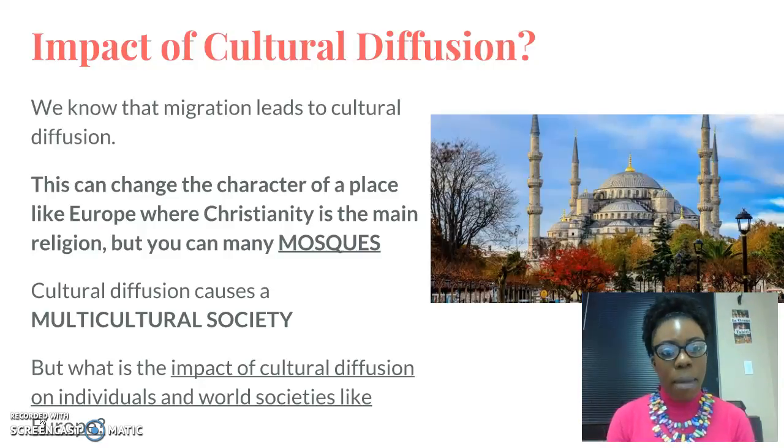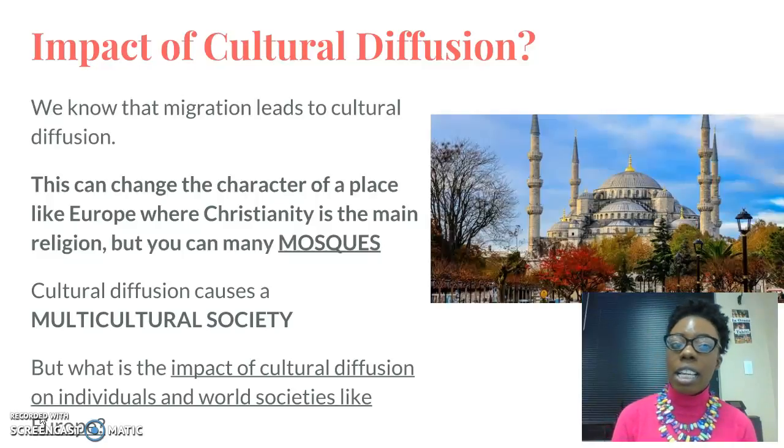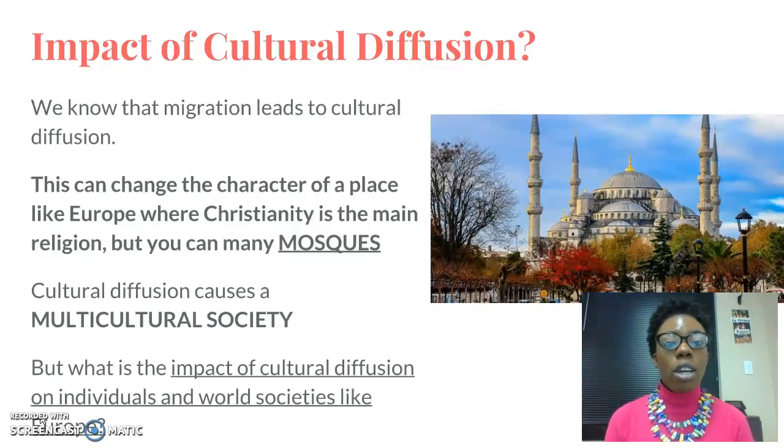We also know that migration leads to cultural diffusion. This can change the character of a place like Europe, where Christianity is the main religion, but you can find many mosques. And that is something that you should definitely write down in your ISN as you are taking notes. Cultural diffusion causes a multicultural society, but what is the impact of cultural diffusion on individuals and world societies like Europe?